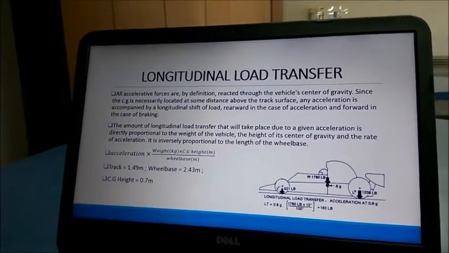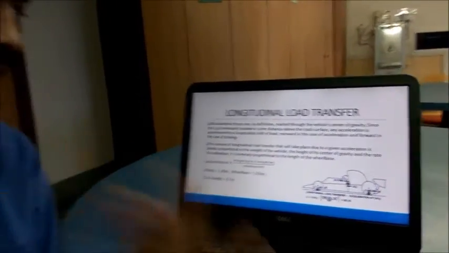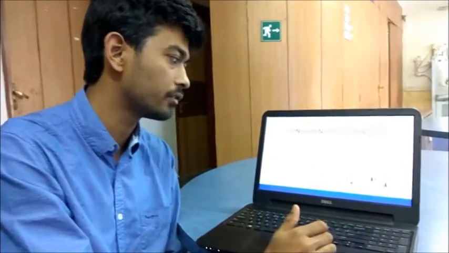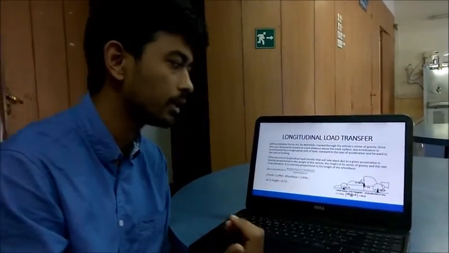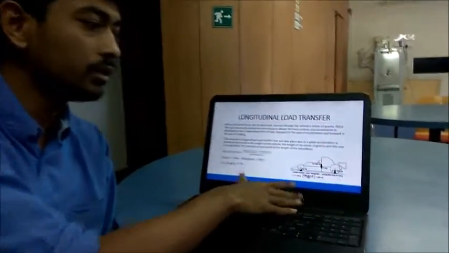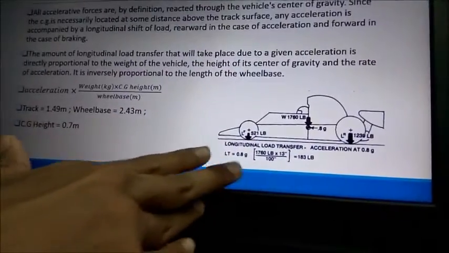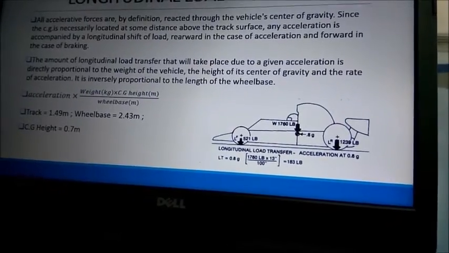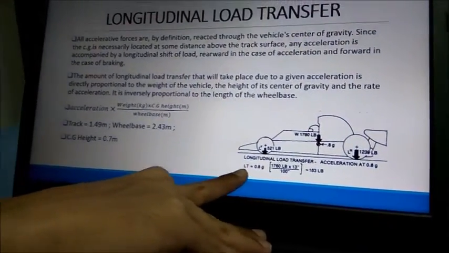So larger the wheelbase, smaller is the weight transfer. And similarly, higher is the center of gravity, higher is the weight transfer of the vehicle, whichever it be, rearward or forward, during acceleration or braking. We have taken an example here. So this is a race car with the weight distribution shown: 521 pounds in the front axle, 1239 in the rear axle, and the total weight is 1760. So we have calculated the longitudinal load transfer.